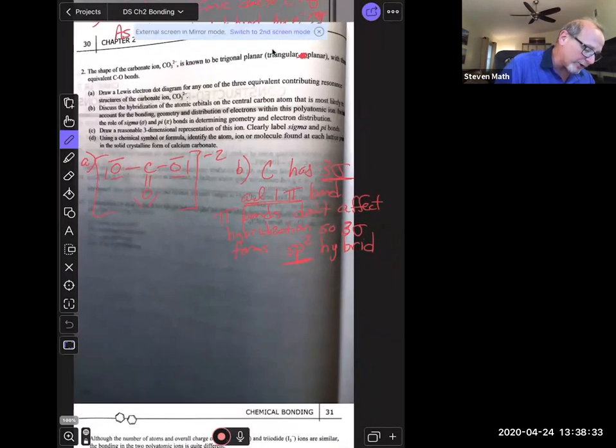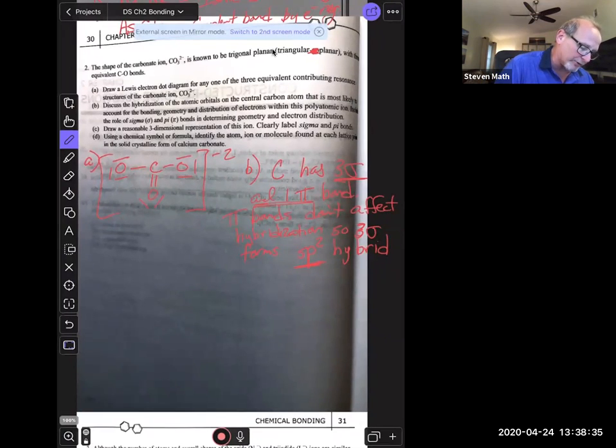Okay, now question 3 says, draw a reasonable three-dimensional representation of this. I can't draw it. You guys understand they're looking for an oxygen, carbon, oxygen, carbon, oxygen, and those are in the plane, but then they're looking for something here for this double bond, which would be out of the plane. I don't think they'll ask you to do it, so don't worry about that too much. Instead, let's worry about D.